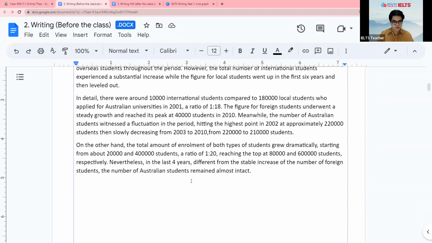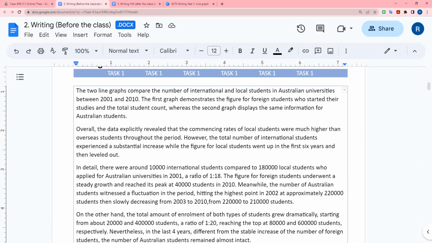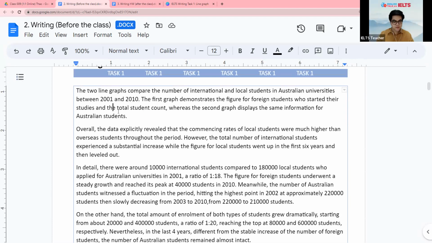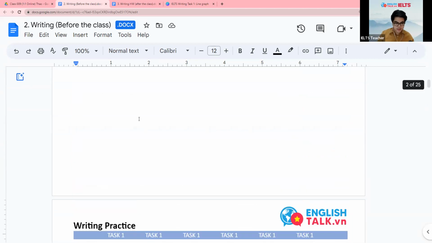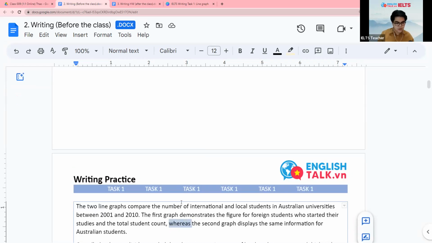Okay. So now I'm going to... Do you know how examiners check the writing? Yes. Okay, I'm gonna read it first while giving you some of my comments. The two line graphs compared the number of international and local students in Australian universities between 2001 and 2010. The first graph demonstrates the figure for foreign students who started their studies and the total student count, whereas the second graph displays the same information for Australian students. Okay, good grammar. This is already 1 point.